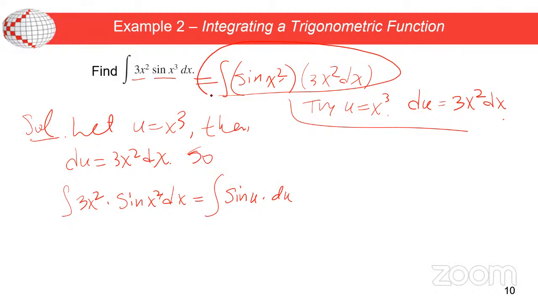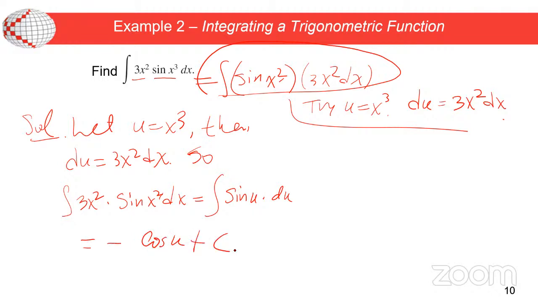So we converted to the integral of sine of u du, and that's something we can use the formula for, right? Now here's the question: what is the formula for the antiderivative of sine of u? Anyone remember the integral of sine x equal to what? Cosine or negative cosine, yeah. So here it's u, so it's negative cosine u plus c. Don't forget plus c.